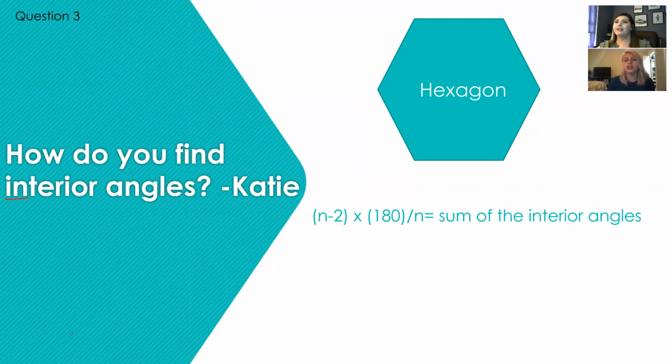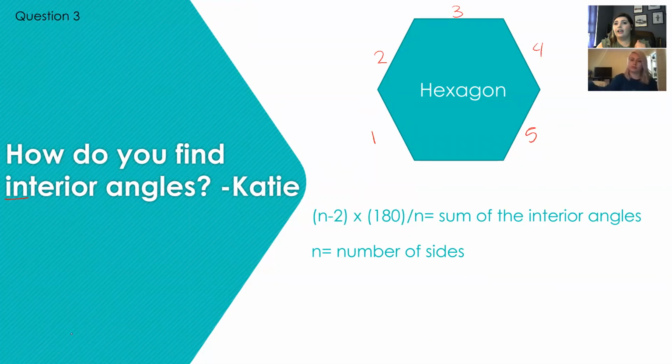Okay, well, I have a question. What would n equal? I'm glad you asked. n is going to equal the number of sides, the number of sides in any shape that we have. We're going to use a hexagon for this example, so all we would do is just count the sides. I have 1, 2, 3, 4, 5, 6 sides in my hexagon. So 6 is going to equal n.